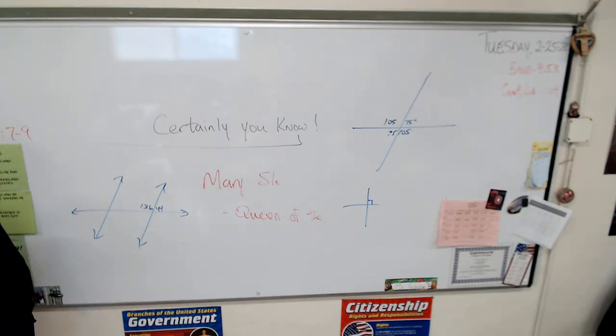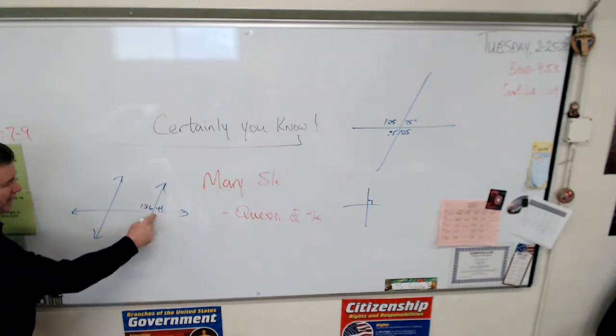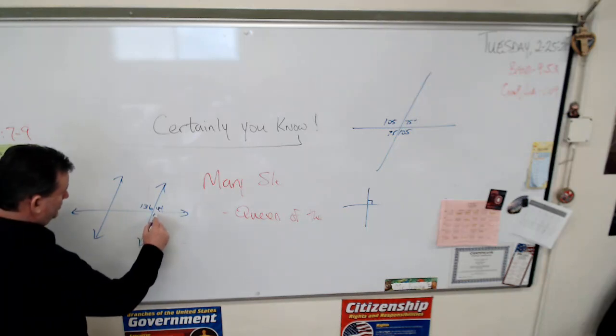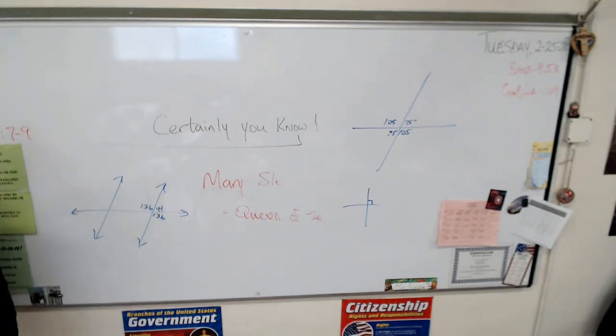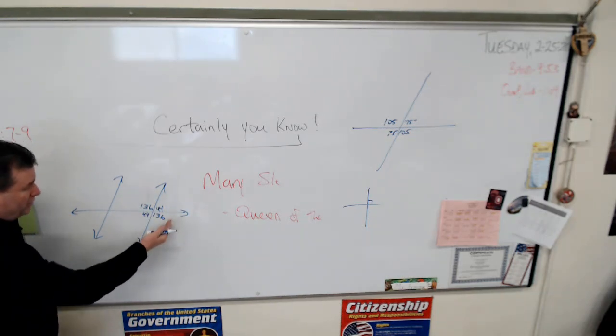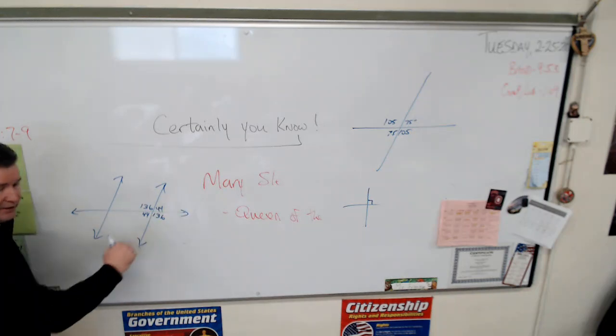Now that we established that, what do we know this is? 136. Why? Because it's vertical. What do we know this is? 44. Why? Because it's vertical, plus 136 and 44, again, make that straight line.